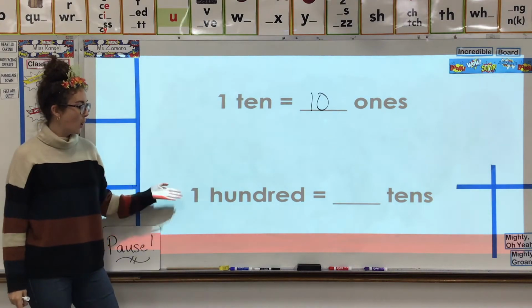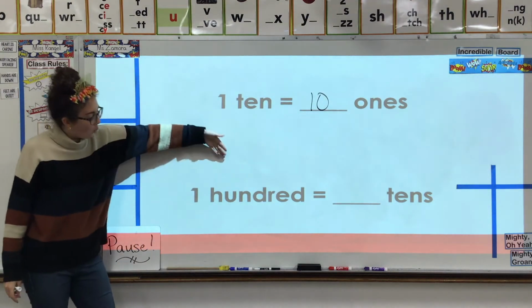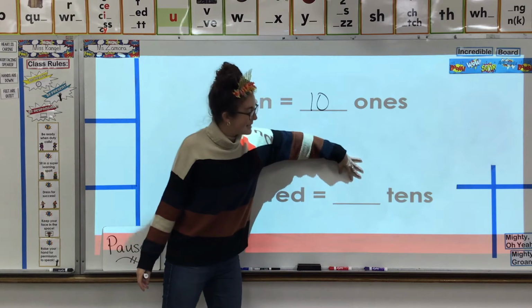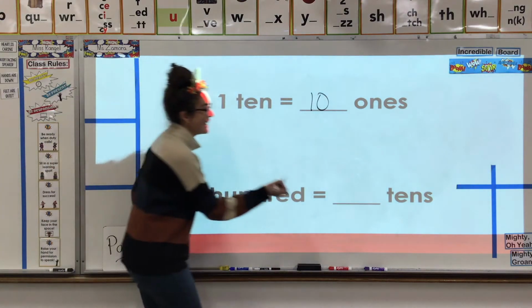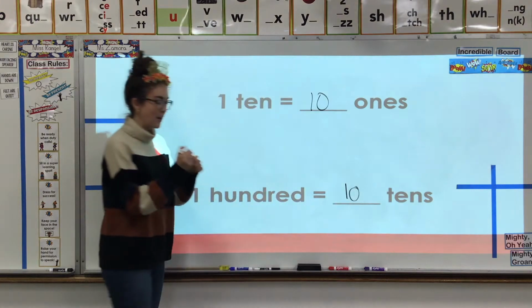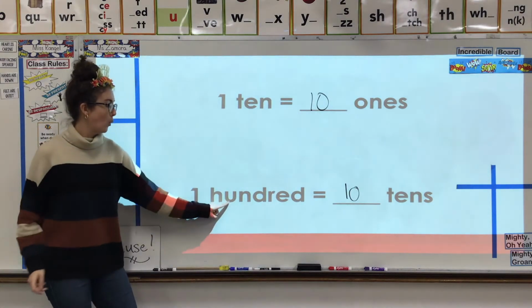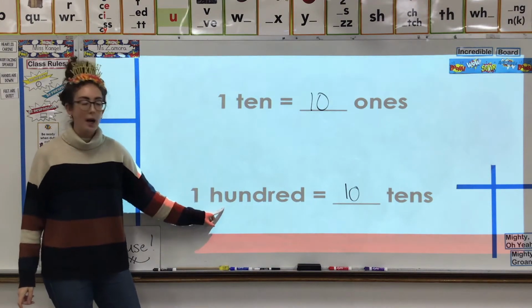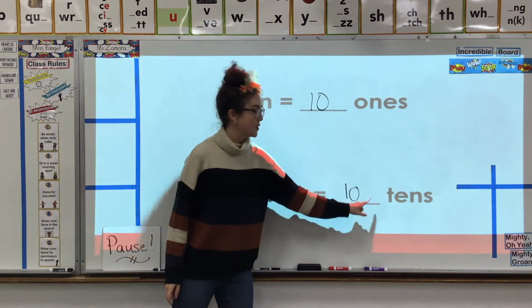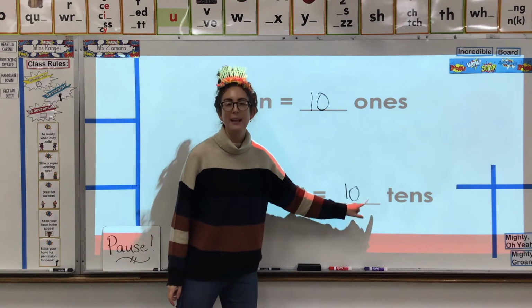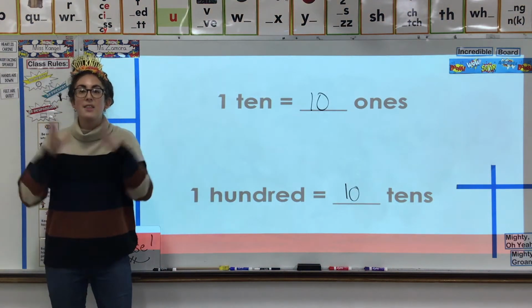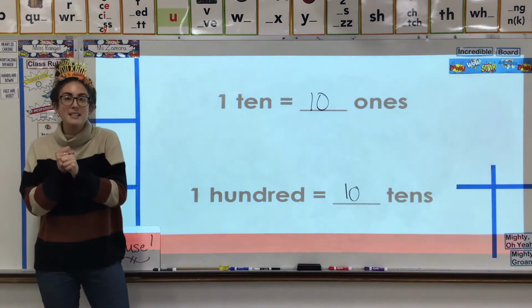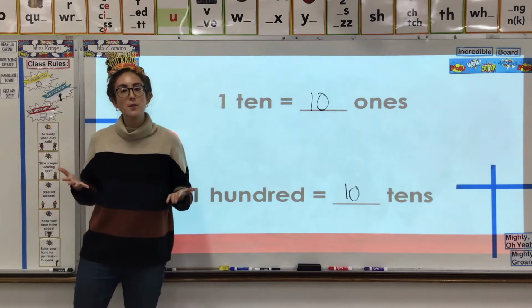So what about 100? 100 is the same as how many tens? 10 tens. They are the exact same thing. One of a bigger unit, hundreds, is equal to 10 of a smaller unit, the tens. So these two understandings of bundling are what we are going to use to keep it up with our knowledge today.